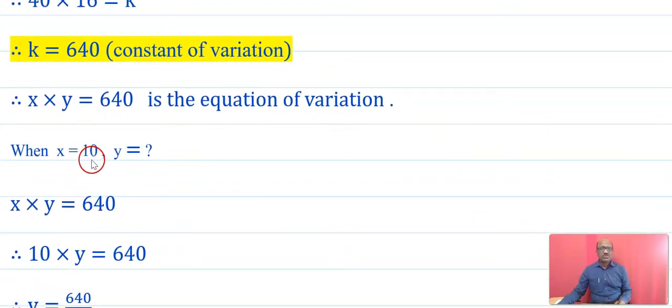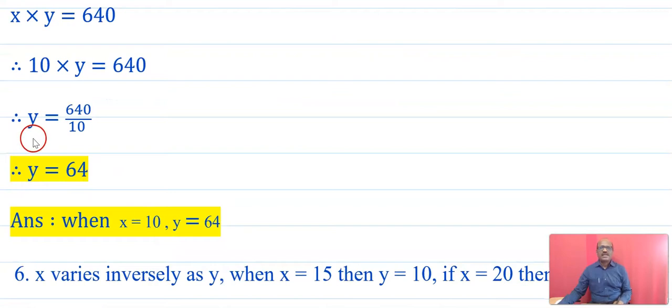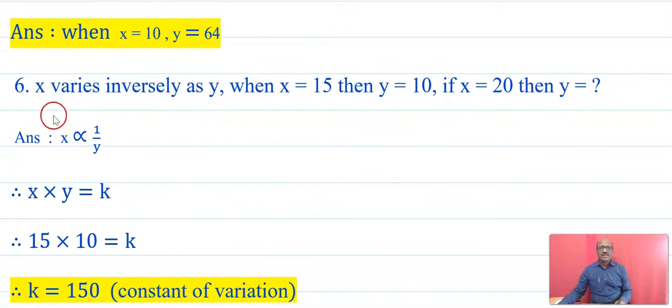When x is equal to 10, then what is the value of y? Put x is equal to 10 here. 10 into y is equal to 640, and hence y is equal to 640 upon 10, and hence y is equal to 64. Therefore, when x is equal to 10, y is equal to 64. Next problem, x varies inversely as y. When x is 15, y is 10. x is 20. What is the value of y?